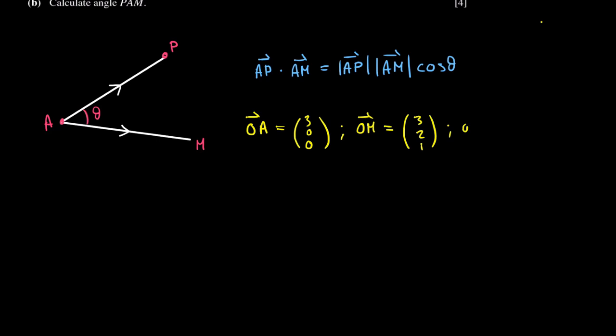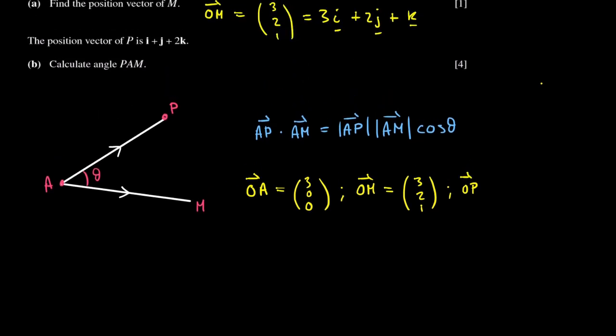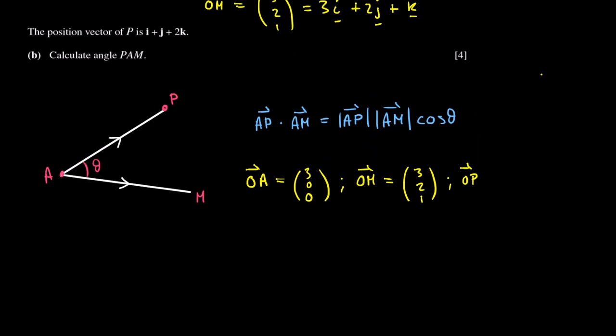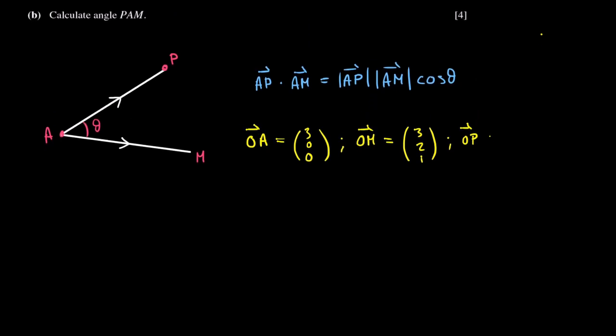And what's the position vector of P? Well, we're given it in the question. We are told that P is i plus j plus 2k. So 1, 1, 2.